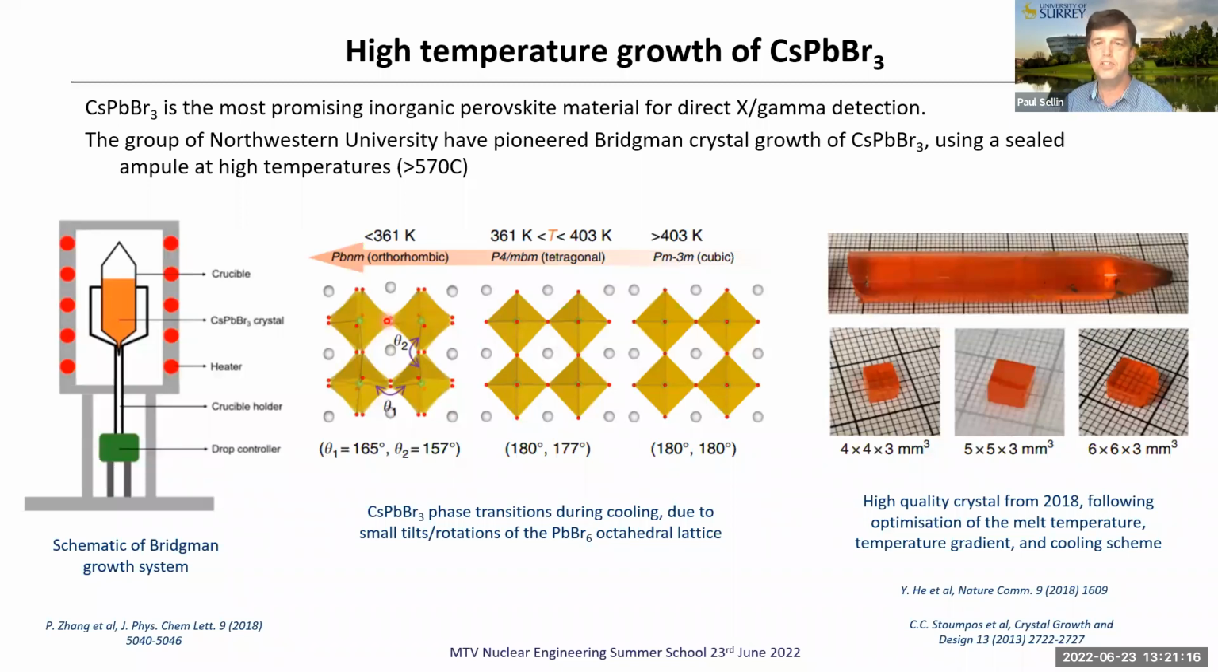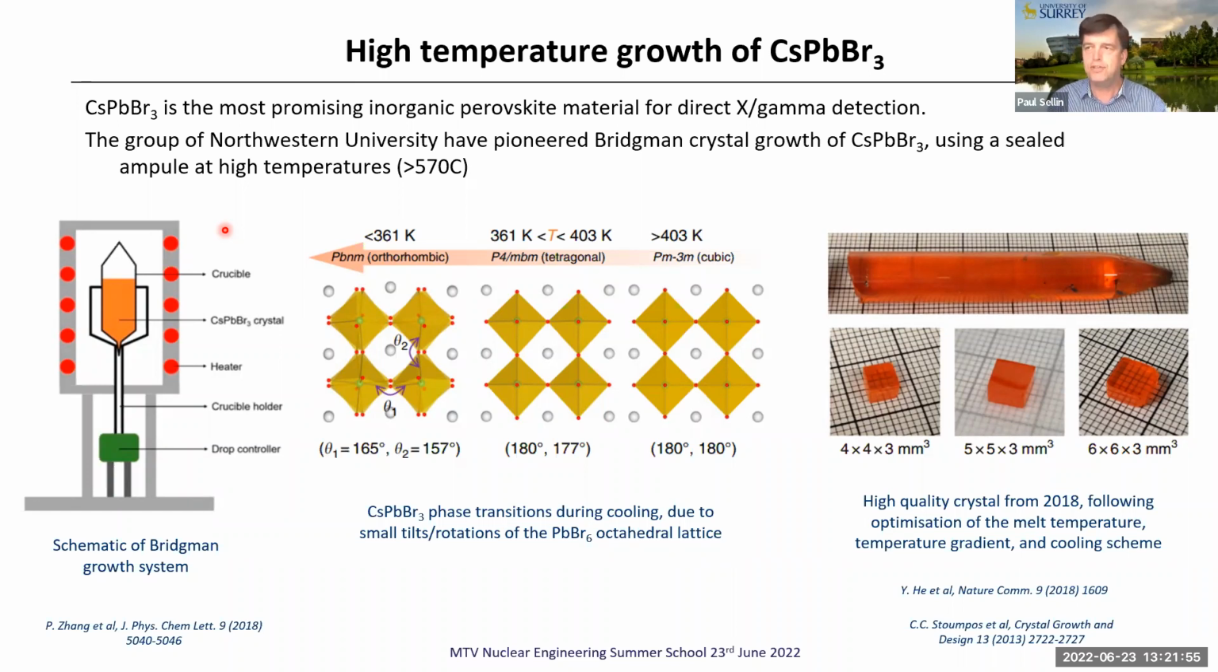The group at Northwestern have pioneered Bridgman crystal growth as a high temperature, high pressure growth method for cesium lead bromide. This was some early data published from Northwestern showing a sketch of the crystal growth. If you're not familiar with Bridgman crystal growth, it's completely different to solution growth. You put your precursors in a sealed glass ampule, and then you use temperature gradients with heating coils to liquefy and then cool and solidify out the crystal phase.